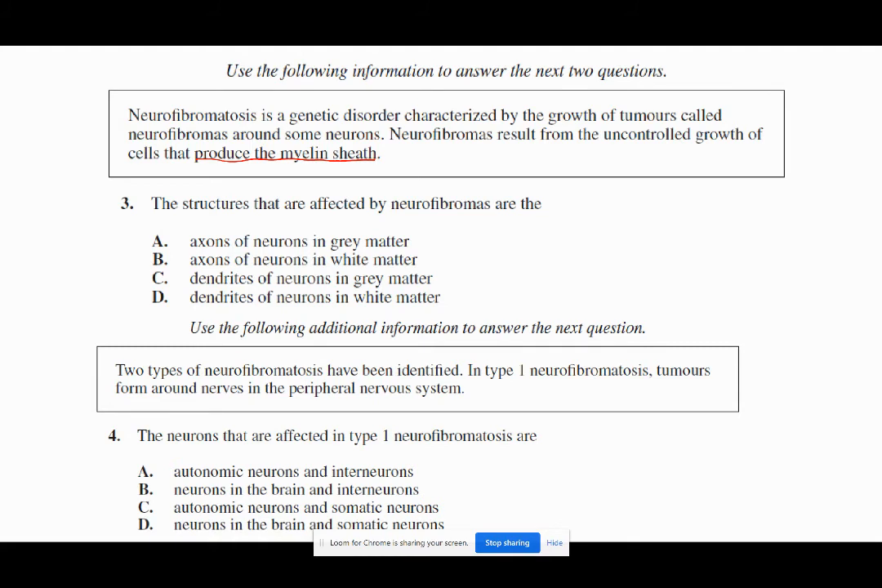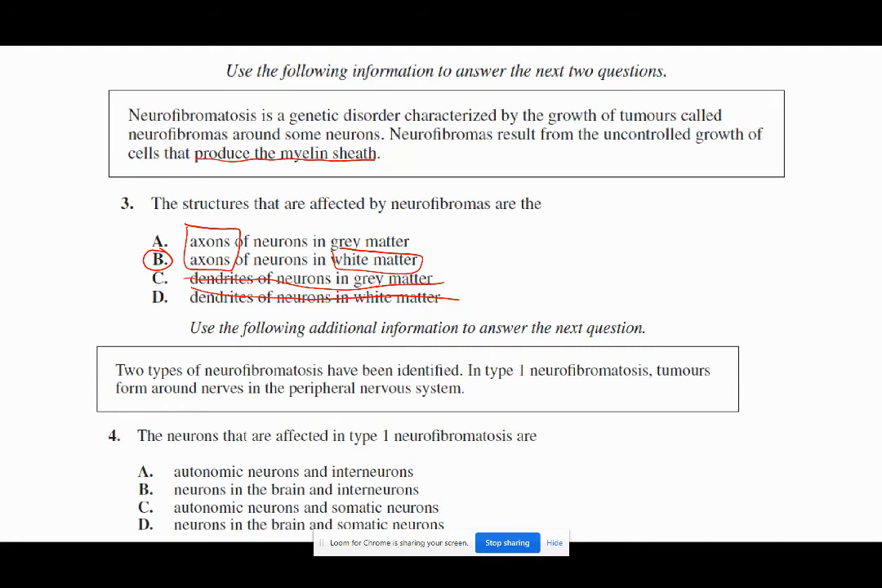The structures that are affected by neurofibromas are... so where do we find myelin sheath? Well, myelin sheath is part of a Schwann cell, and Schwann cells are found surrounding the axon. So not dendrites. So you've got axons. And are they of neurons in gray matter or neurons of white matter? So again, knowing the difference between gray and white matter here. Myelinated neurons appear white. Unmyelinated neurons are gray. So this must be white matter. So the answer is B.